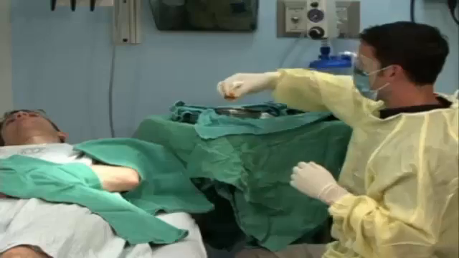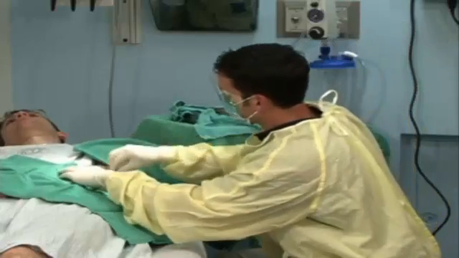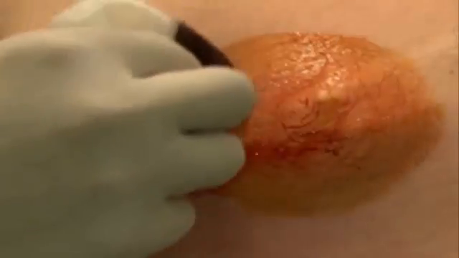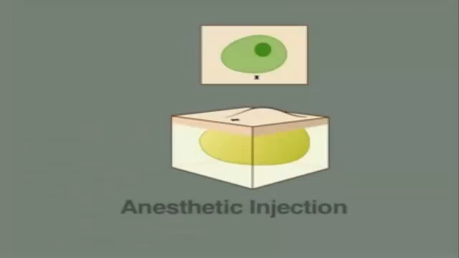Apply a skin cleanser, such as chlorhexidine or povidone iodine, in a circular motion starting with the peak of the abscess. Cover a wide area outside of the wound to prevent contamination of other equipment. Anesthetize the top of the wound.